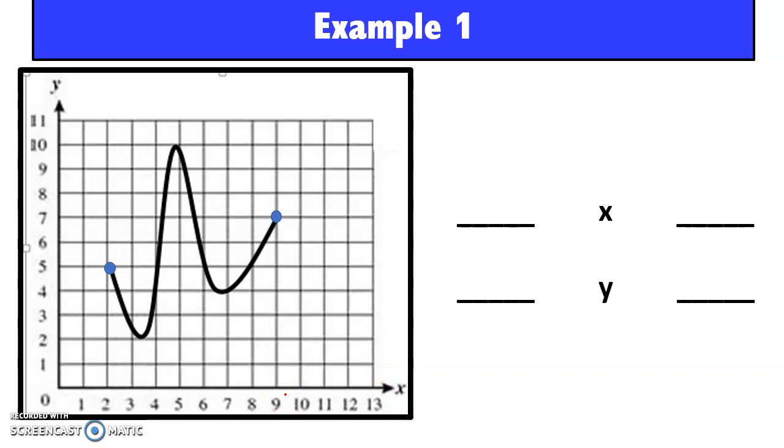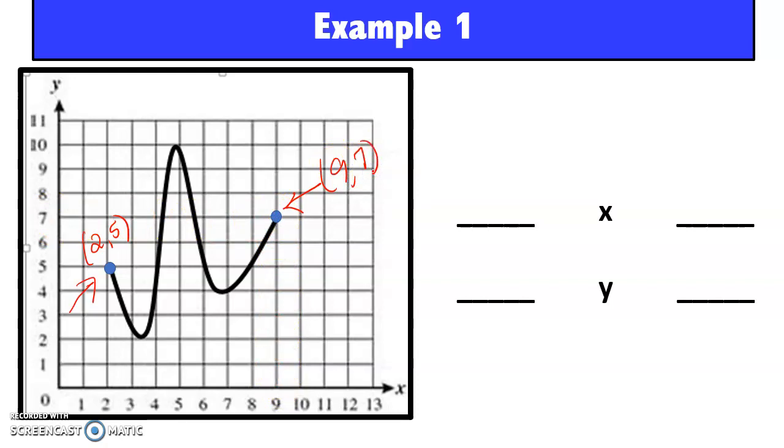Example number 1. First thing you're going to notice, hopefully, is that those are closed circles. These are the first ones we've looked at that have an actual filled-in circle. So, domain, leftmost to rightmost. This is my leftmost point right here. So that point is at 2, 5. And my rightmost point is at 9, 7.